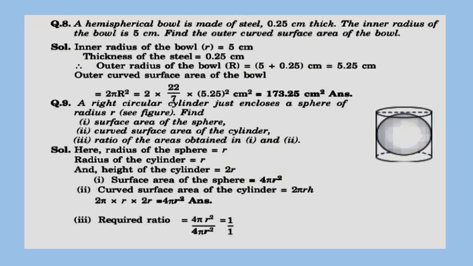So its height is 2r. Surface area of the sphere is 4 pi r square. CSA of the cylinder is 2 pi r h. But h is what? 2r. So in place of h we will substitute 2r. So it gives you 4 pi r square and therefore the required ratio of 1 and 2 is the same, that is 1 by 1. So the answer is 1:1.